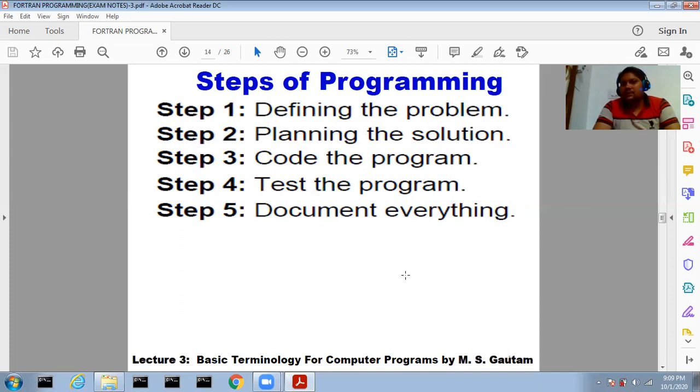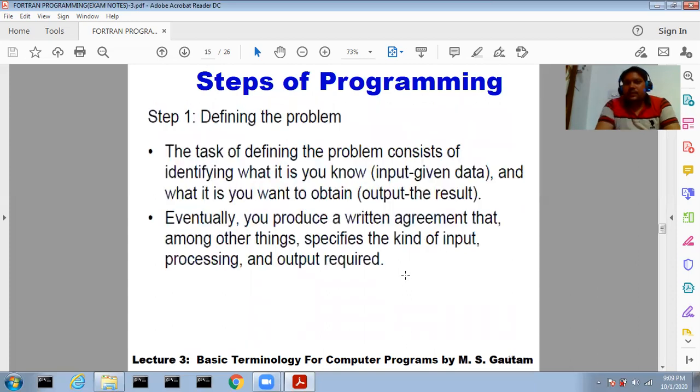The first step is defining the problem. The second step of programming is planning the solution. The third step is coding the program. The fourth step is to test the program. And the fifth step is to prepare the documentation for everything. Let me discuss all these steps one by one.